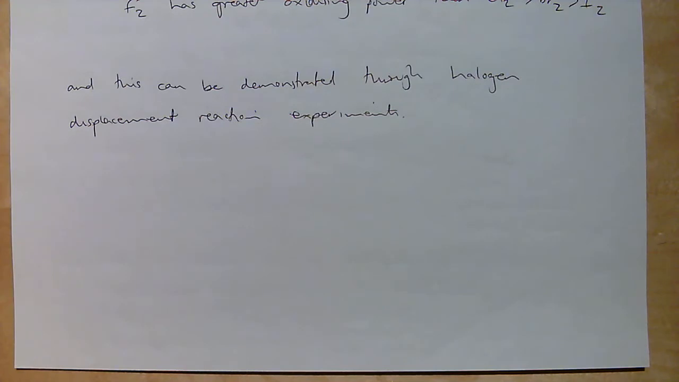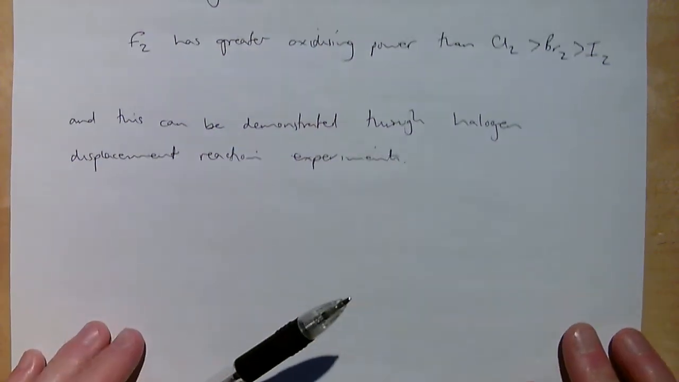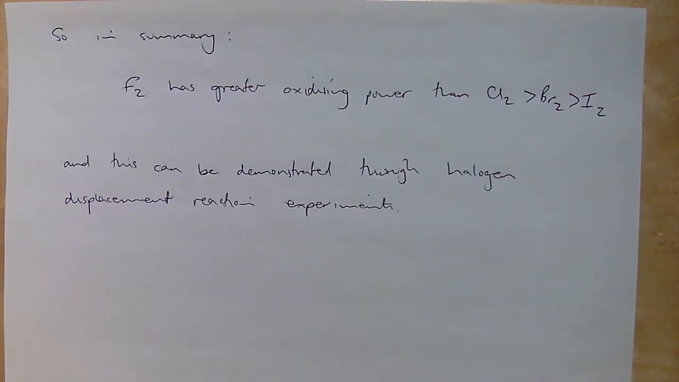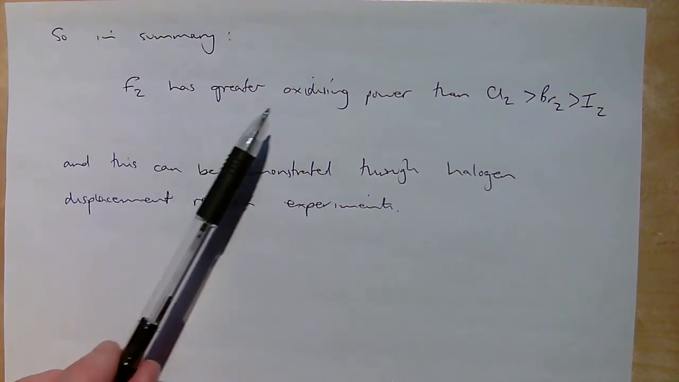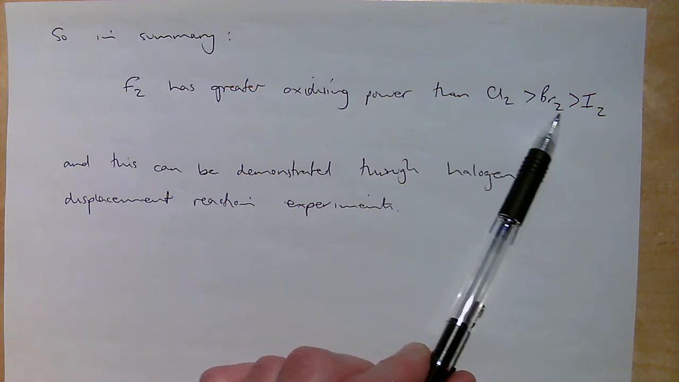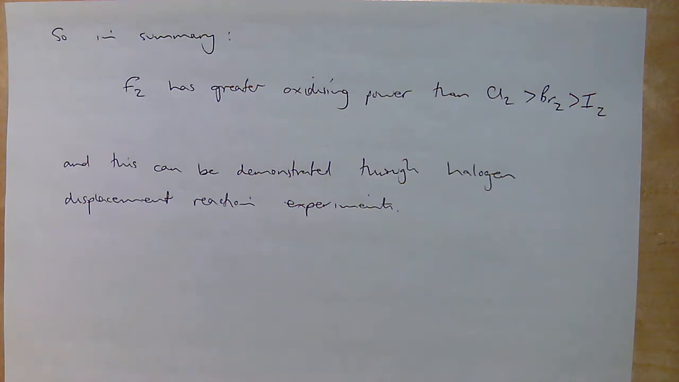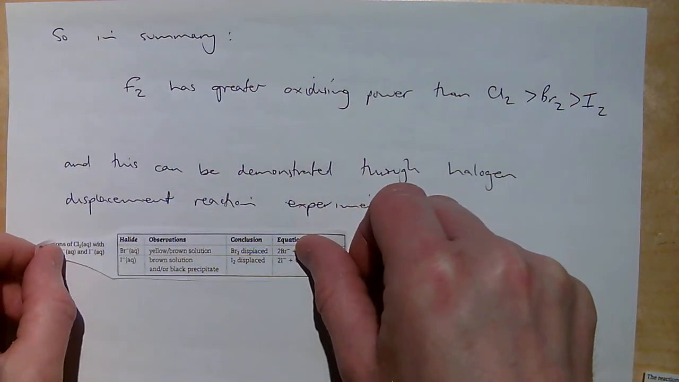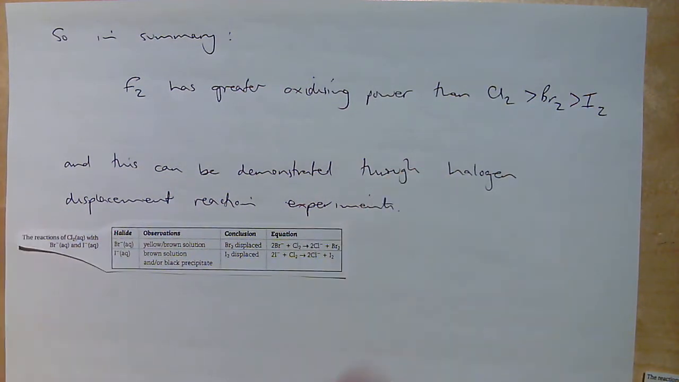Right, so in summary then, F2 has greater oxidizing power than Cl2, which has greater oxidizing power than Br2, which has greater oxidizing power than I2, and this can be demonstrated through halogen displacement reactions. Okay, and I've got a few little tables of results here. We'll just have a quick look at these. Okay, there we go. That's the first one here.